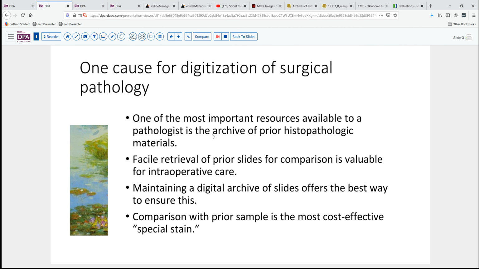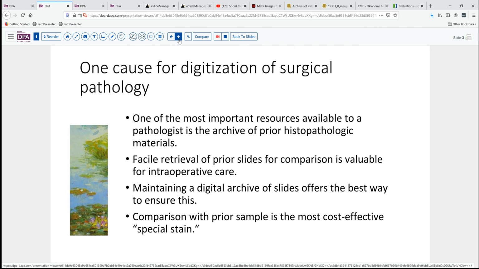Being able to retrieve prior slides is valuable, particularly when you have an intraoperative issue that arises and the slide files are deep in the archives of the hospital, perhaps even off-site. And so maintaining a digital archive of slides offers the best way to ensure this. This is perhaps the most cost-effective special stain. So there's my little pitch, and now we'll tell you the story.